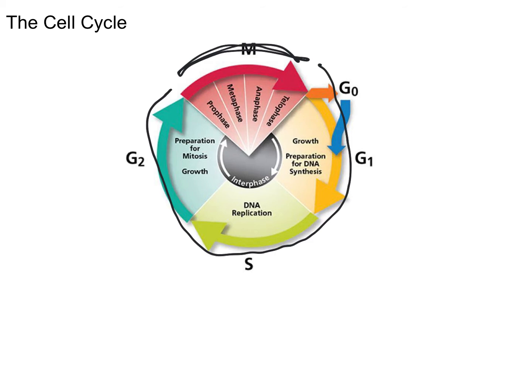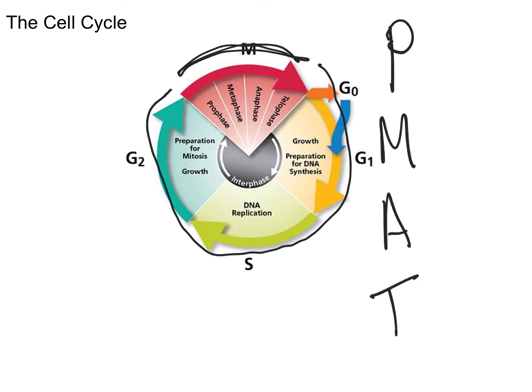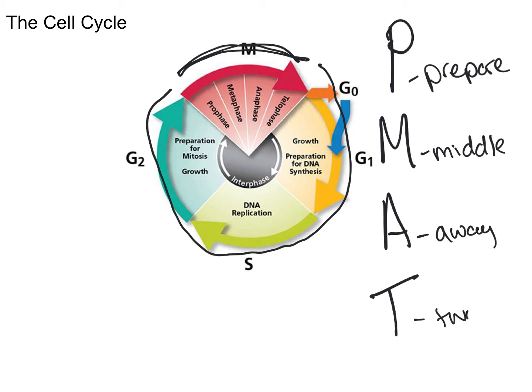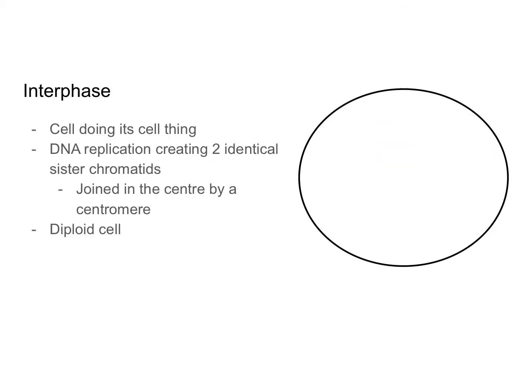Now, in mitosis, we use the acronym PMAT for the different stages of division, and we're going to use that again for meiosis. P for prophase, M for metaphase, A for anaphase, and T for telophase. So P is going to stand for prepare, M for middle, A for away, and T for two. And this acronym is going to help us remember what is happening with the chromosomes at each stage during meiosis.